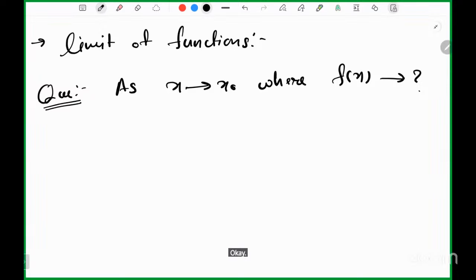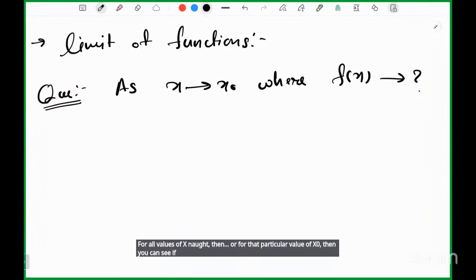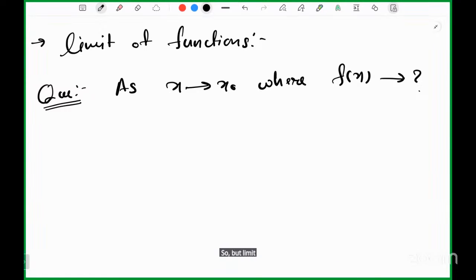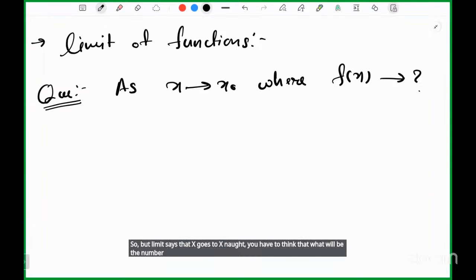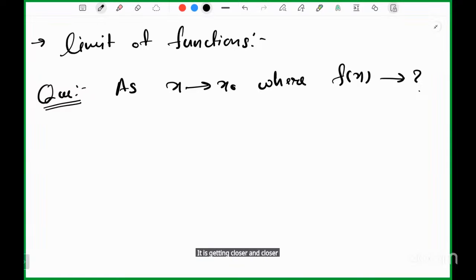No, not necessarily. This is true for continuous functions only. That's the definition of continuity. So as x goes to x naught, if f of x goes to f of x naught, then you can say the function is continuous. But limit says that as x goes to x naught, you have to think about what the number is over which the function value is getting closer. It's not necessarily exact, it is getting closer and closer to it. That's what we want to understand.